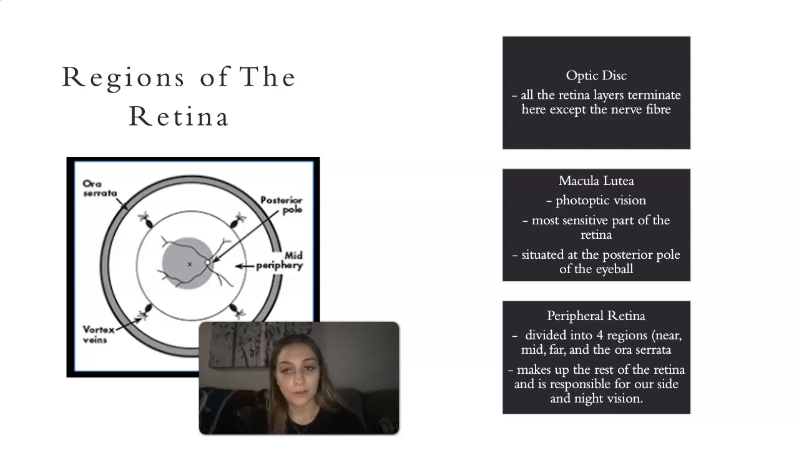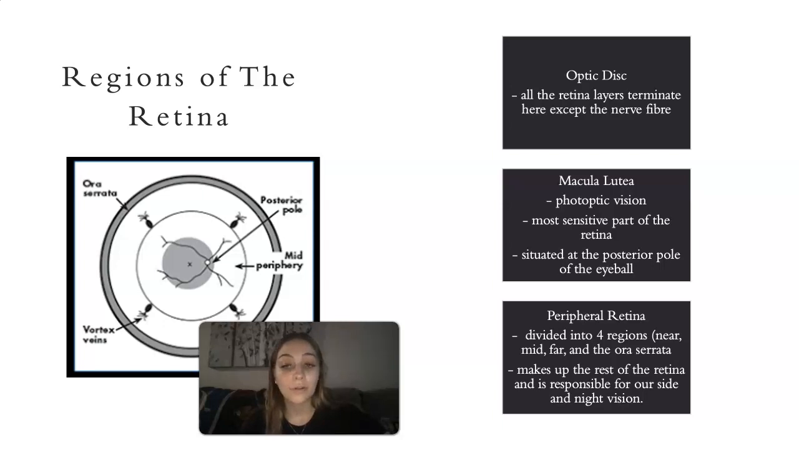Also important to the retina is the macula lutea, which is responsible for photopic vision, and it's the most sensitive part of the retina. It's situated at the posterior pole of the eyeball. So in this photo over here, it helps you understand where the posterior pole is located, so we know that the macula lutea is right near there as well.